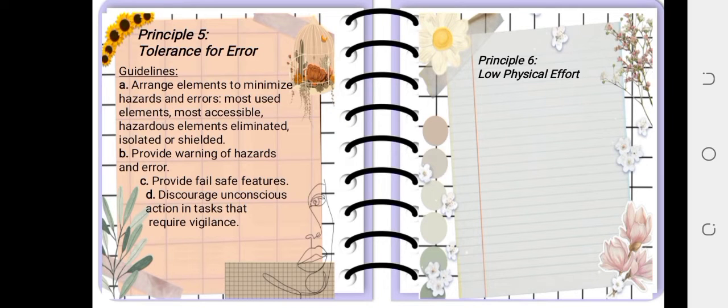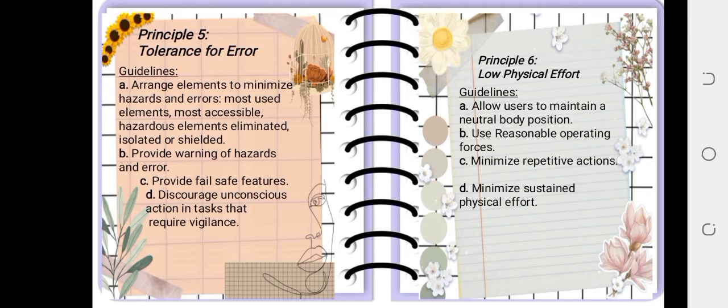Principle 6, low physical effort. So the design can be used efficiently and comfortably with a minimum of fatigue. For the guidelines: allow users to maintain a neutral body position, use reasonable operating forces, minimize repetitive actions, and minimize sustained physical effort. So the design can be used efficiently, comfortably, and with a minimum of fatigue. For example, an automatic door opener can facilitate access to an office space or classroom.